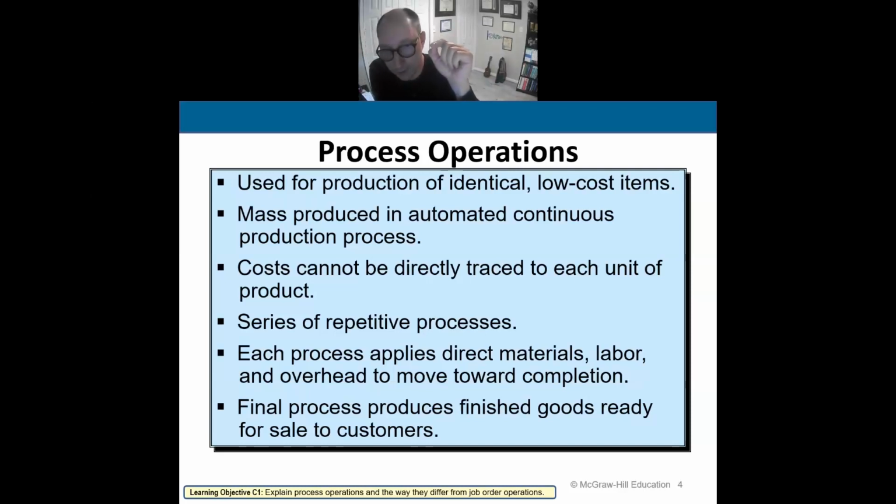We apply direct materials, direct labor, and factory overhead as the product, a bottle of water, moves down the conveyor belt from one department to another. I apply direct material, direct labor, and factory overhead at each department or each stage. Let's say department just to keep it easy.